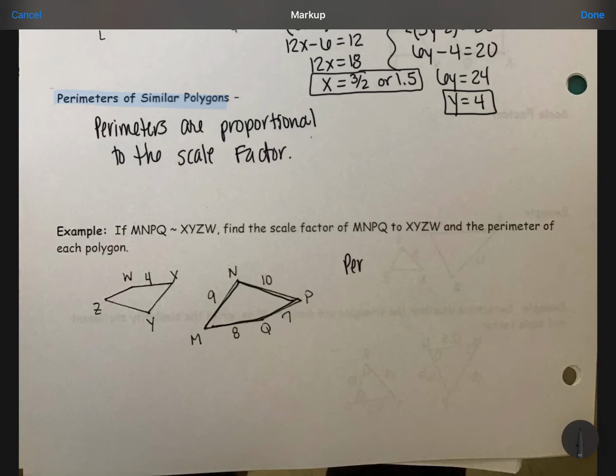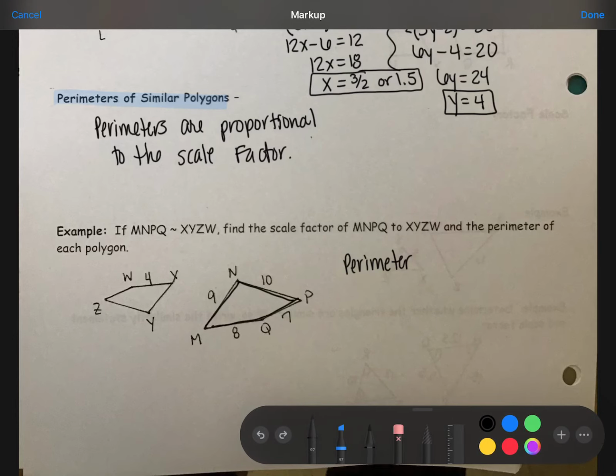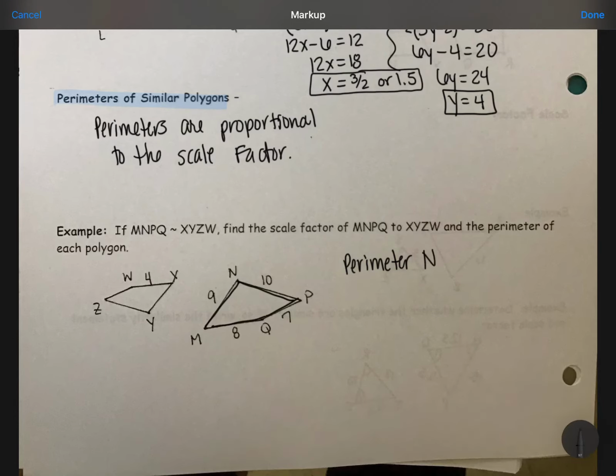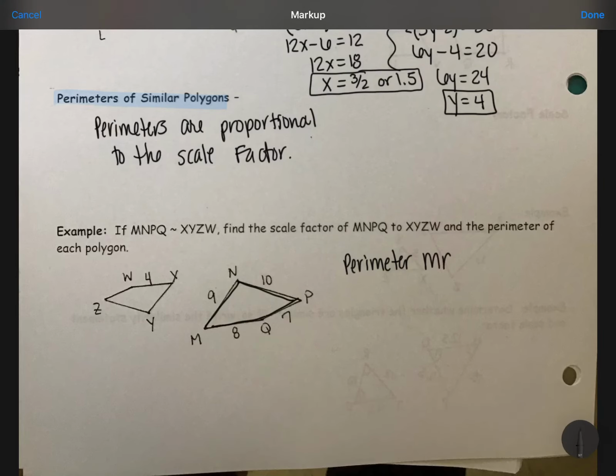So the perimeter of, I guess I should identify what figure I'm looking at. NMPQ is 34. And that's going to bother me because that's not how you name a figure. I have to go around. MNPQ. All right, can't jump across my figure when I'm naming it. That just doesn't make sense. So the perimeter is 34.